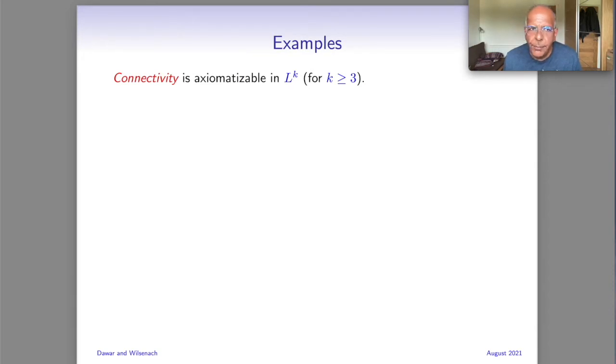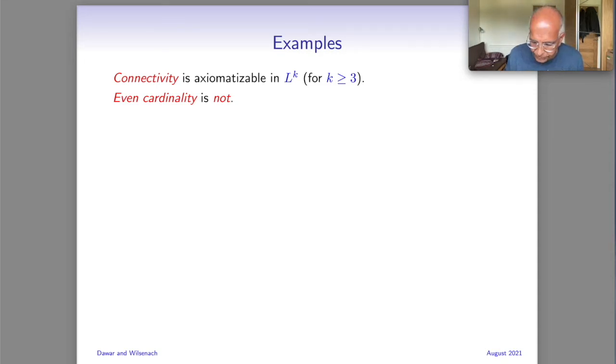As an example, graph connectivity is axiomatizable in LK. Note, this is not definable in first order logic. So no single sentence of first order logic defines connectivity. But you can define an infinite collection of sentences which axiomatizes connectivity. And this infinite collection has a constant bound on the number of variables. Any constant bigger than 3 will do. On the other hand, the property of having an even number of elements in the universe is not axiomatizable in LK for any constant k.